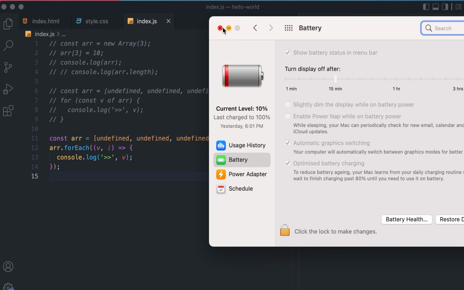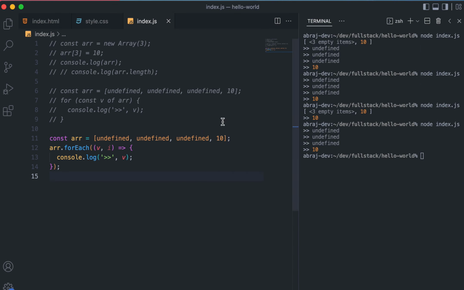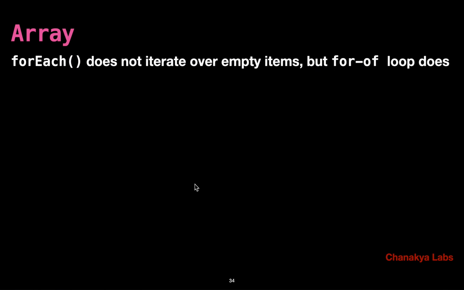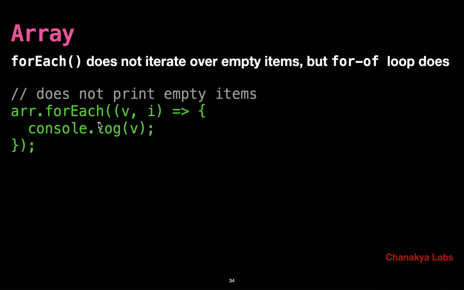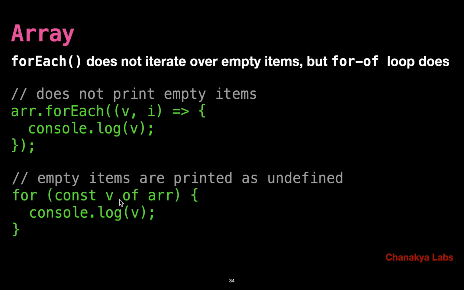Okay, that is fine. So let's go ahead. forEach does not go through the empty items, but for...of goes through all the items, whether it is empty or not, it doesn't matter.